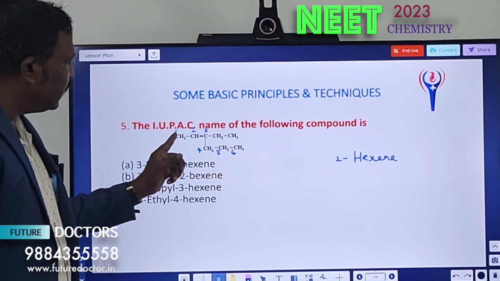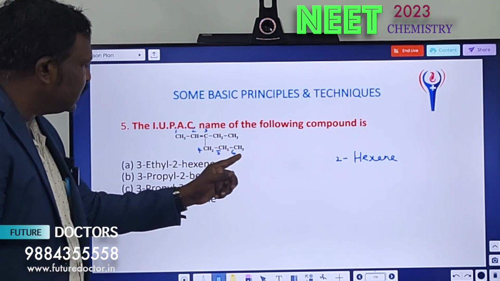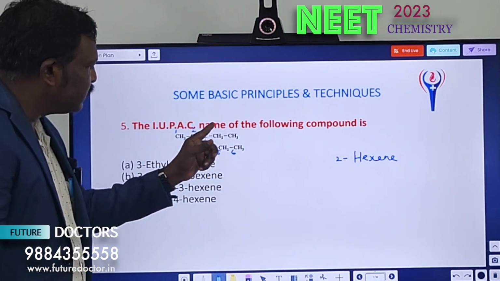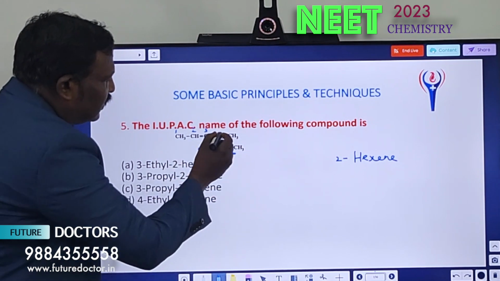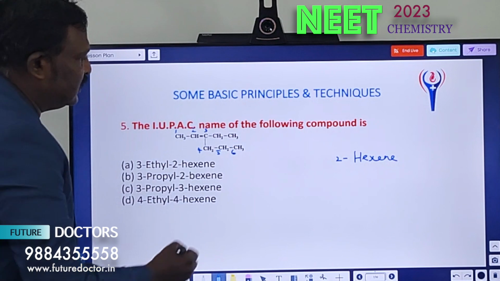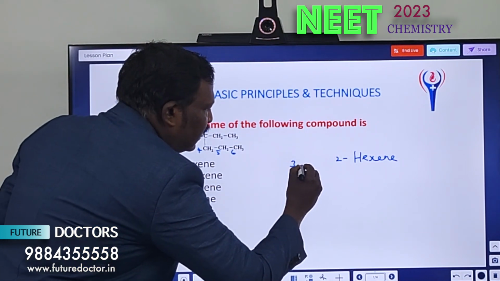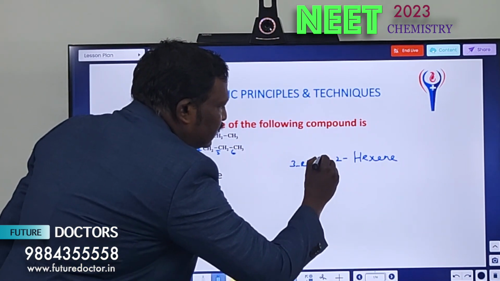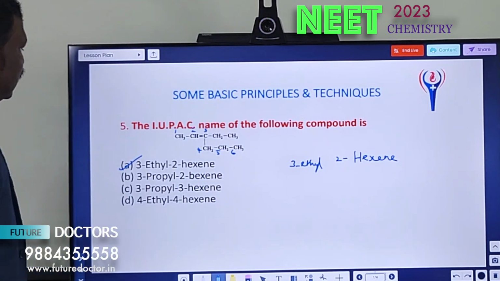Then when you give the numbers 1, 2, 3, 4, 5, 6, the carbon number 3 has an ethyl group present. Understood? So it is 3-ethyl, 2-hexene. Simple one. 3-ethyl-2-hexene. So answer A is the correct one.